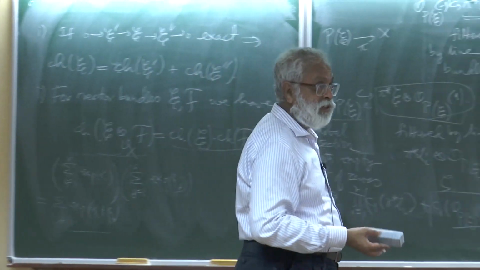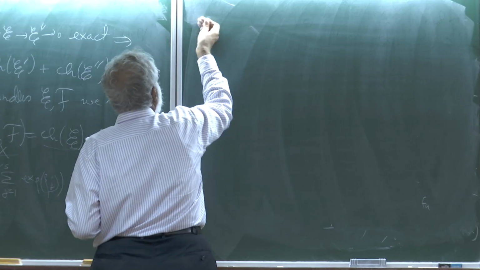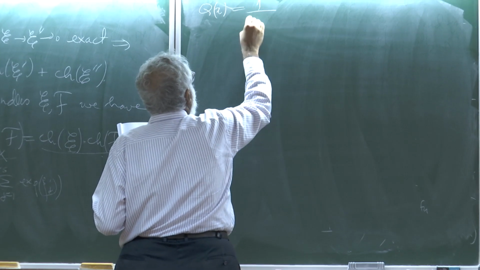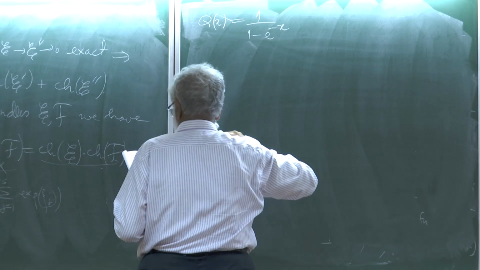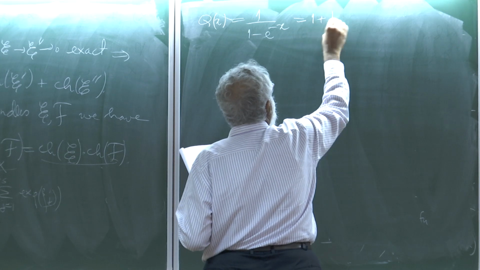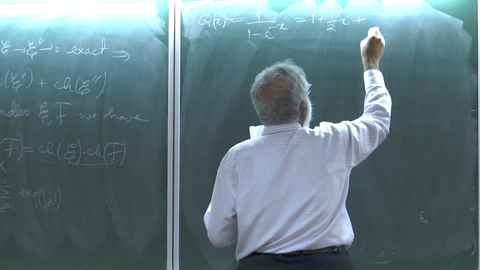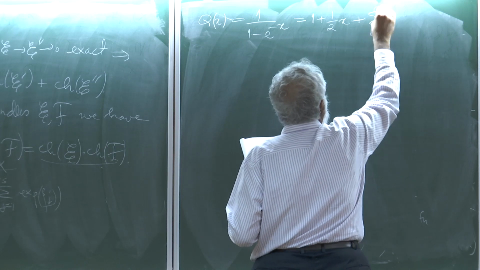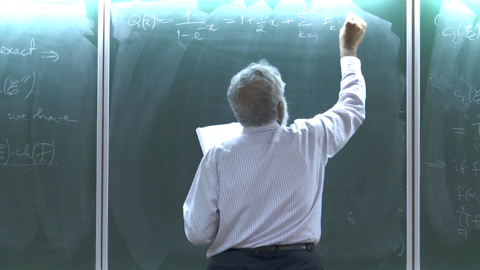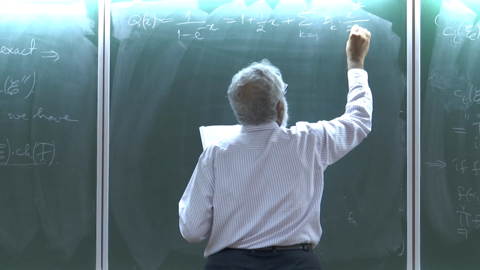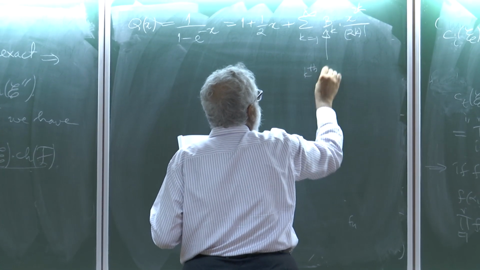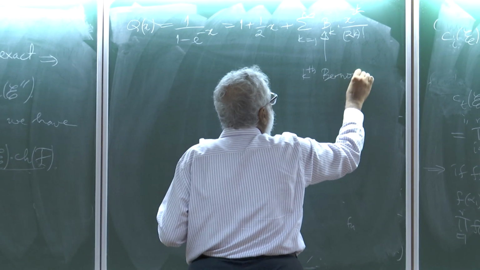There's another thing called the Todd class that I'll just write down right now. For this, I'll start with Q(x) equal to 1 upon 1 minus e to the power minus x, which can be expanded in a series in this fashion. This is something called the kth Bernoulli number.